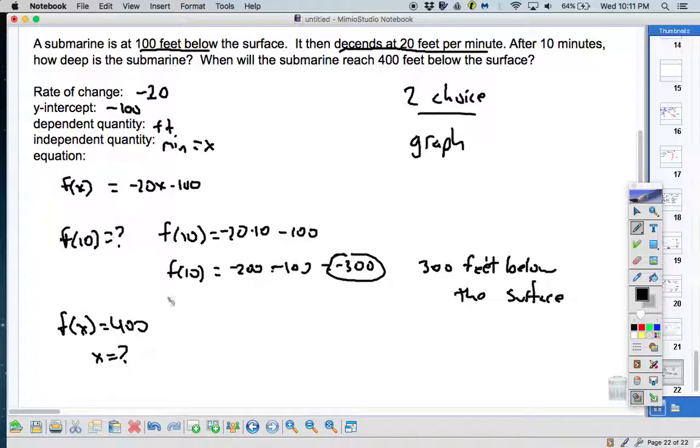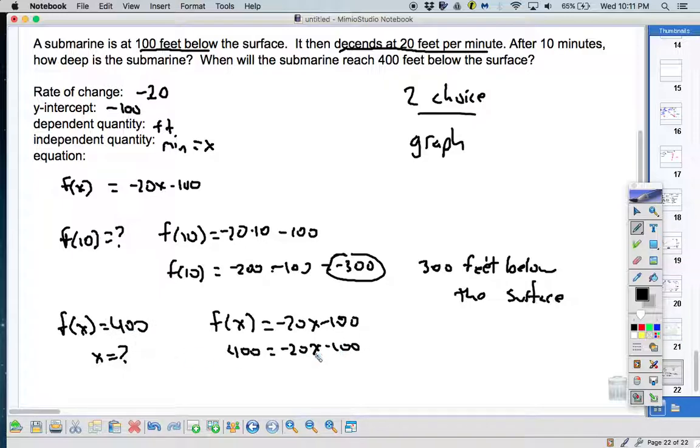So in this case, I'm still using this equation, f of x is equal to negative 20x minus 100. But in this case, it's not x that I know. It's actually this whole f of x I know. So we're going to replace this whole f of x with 400. And I can do that because I know what f of x is. It was given to me. F of x is 400.